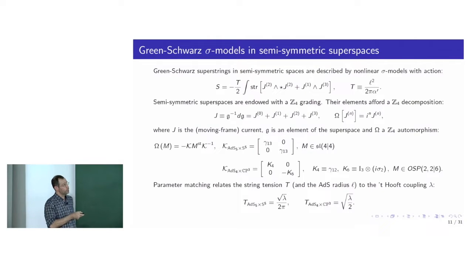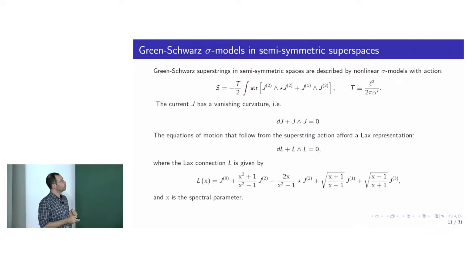So semi-symmetric spaces, symmetric spaces on the other hand, are just bosonic spaces that afford the Z2 decomposition. But now, once we have the fermions, we have two more components in this decomposition, which are carried out by means of a discrete automorphism omega, and I provide the details of this automorphism in here. And of course, we also have a parameter matching between the two sides of this duality, which allows us to write the corresponding tensions in terms of the 't Hooft coupling constant.